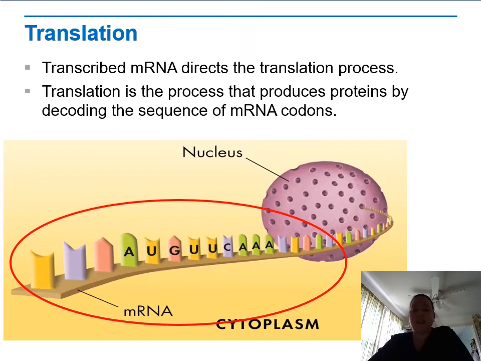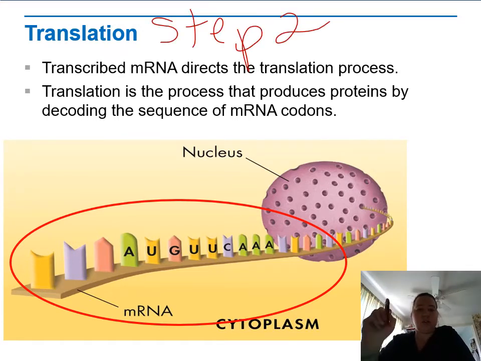So what is this, how is this done? Translation, like I said, is step 2. Transcription was step 1, where we made this strand of mRNA. That strand of mRNA has left the nucleus and gone out into the cytoplasm or the endoplasmic reticulum and found a ribosome. So we're going to be focusing on translation.